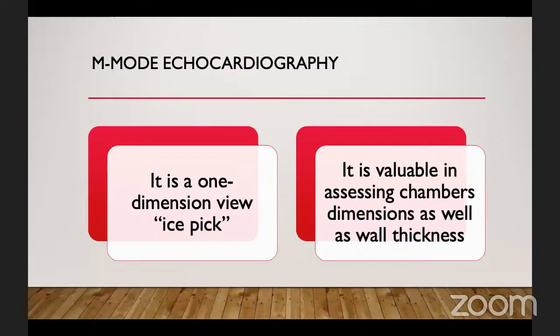M mode is actually a one-dimension view. It's called an ice pick, in which you are cutting a certain part of the heart, and you will get the different measures of thickness and dimensions through that segment only. So it is valuable in assessing the chamber's dimension as well as the thickness of the chamber, the thickness of the wall, sorry.